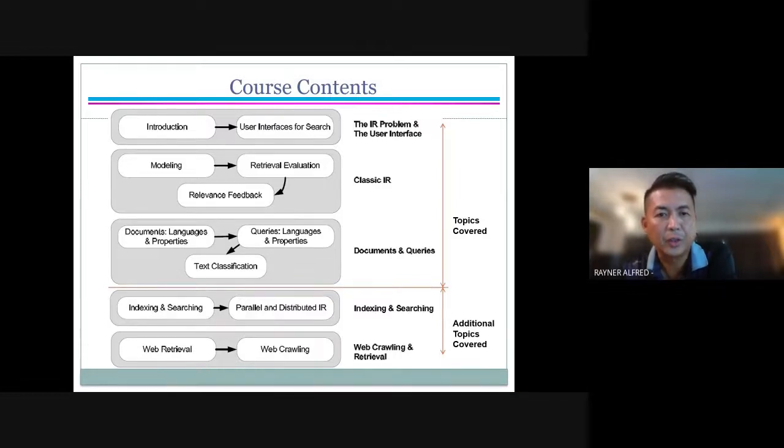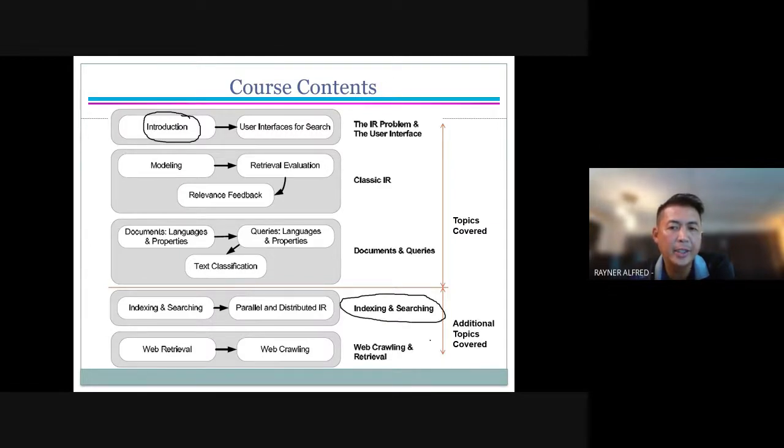Okay. So this is the map of your study for this course. So today, basically, you have completed this one. Okay. And like I mentioned just now, we will not be covering indexing and searching. We will not be covering web crawling. So we will cover all of this above. So next week, we will look at this one, user interface for search. Okay. And so on. So we will cover another 1, 2, 3, 4, 5, 6, 7. Some of the topics we will cover in 2 weeks. Okay.